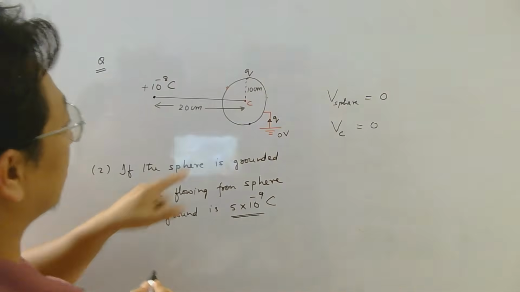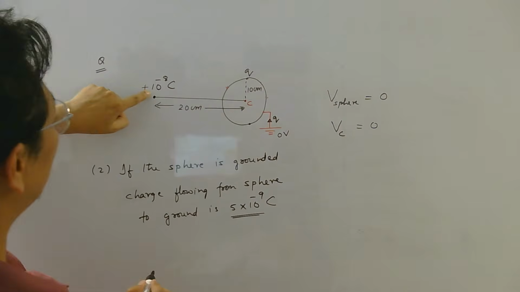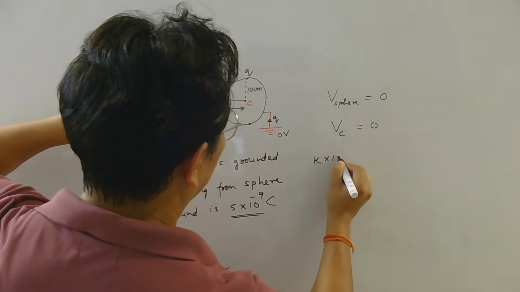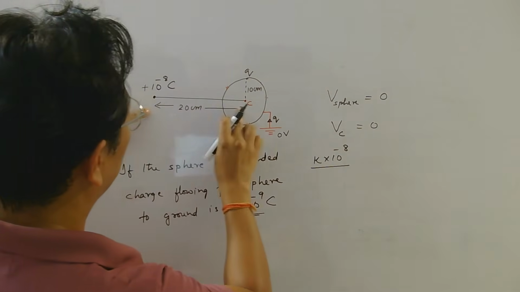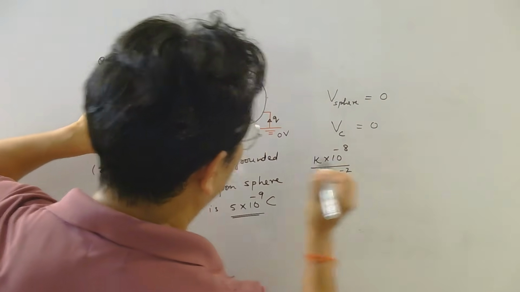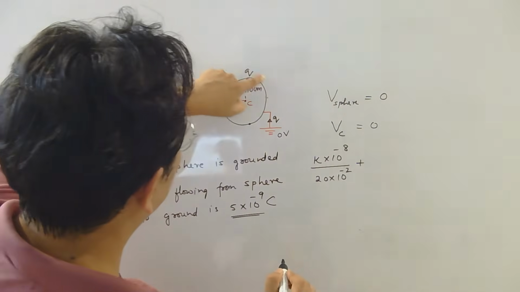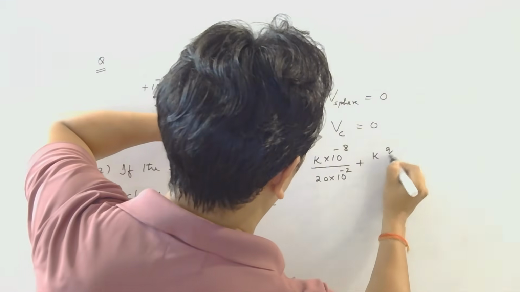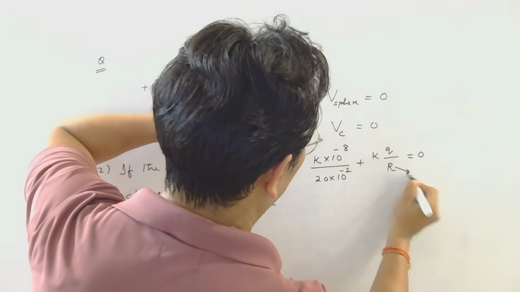And who will create the potential at the center? This Q and this point charge, right? So due to this point charge, how much will it be? K Q by the distance from the point charge to the observation point, 20 centimeter. If you convert into meter, 10 power minus 2, plus due to this Q charge at the center it will be what? K Q by radius. This is the radius, remember.